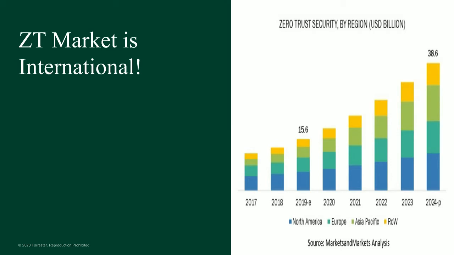So we've pulled that stuff together, zero trust security by region. You can see North America, Europe, APAC, and then the rest of the world, and it gets up into the $38 billion sort of range. And that's probably a little bit less than what I would think it is globally. It's probably even more than that because there's lots of technologies that can apply in this space. And that's all the way up to 2024.